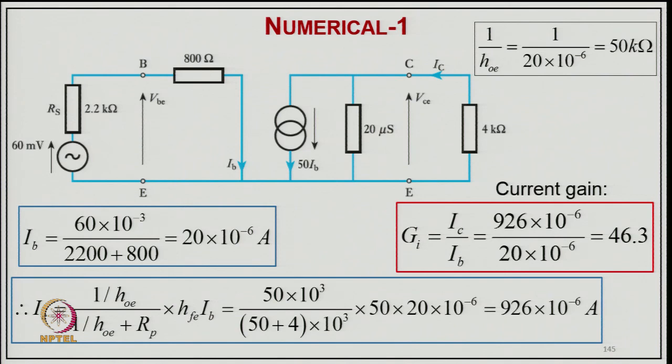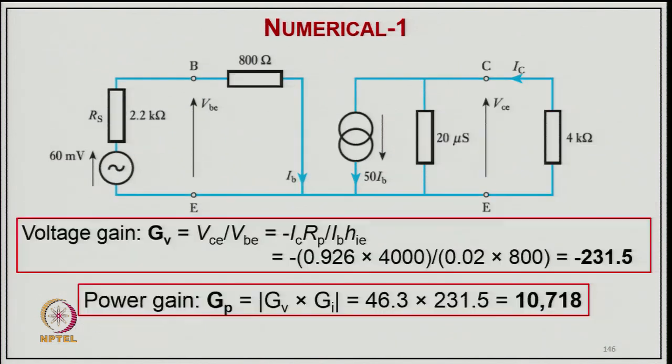1 upon HOE equals 50 kilo ohm, and IB equals typically 60 into 10 power minus 3 divided by 2200 plus 800, that comes to 20 microampere, and the collector current you can calculate from here, it comes to 926 microampere. So, current gain is IC upon IB, and it becomes 46.3. And now, you can find the voltage gain VC upon VB from this. Putting ICRL divided by IBRI, putting the values, it comes to minus 230.15, and power gain is the multiplication of both voltage and current gain, and it comes to 10,718. Of course, these signals are very small, microamperes only.